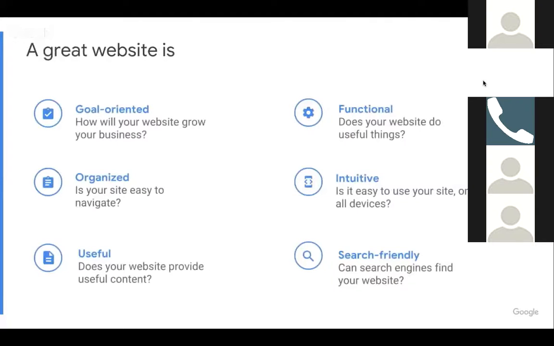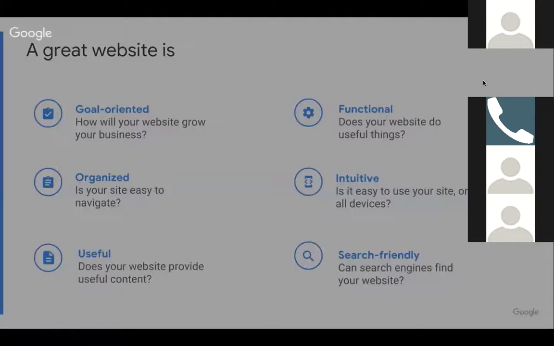But a website is more than design. We're going to look at 6 characteristics of a great website. It needs to be goal-oriented, organized and easy to search, useful, functional, intuitive to use on any device, and needs to be findable, of course, by search engines.